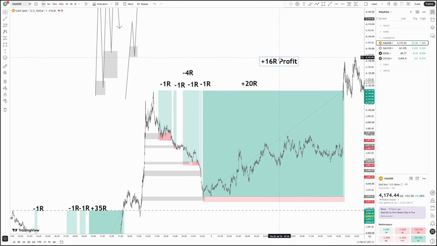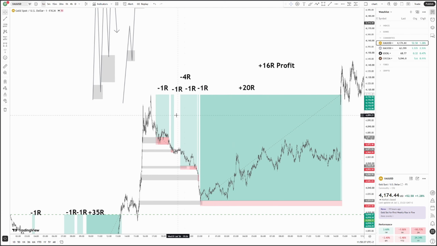Why is it a 1 to 4 and not a 1 to 16 or a 1 to 20? Well, because you have to take these into account. So let's imagine you are on a 10 grand account and you're risking 1%. I wouldn't really advise 1%. I think it's way too much.